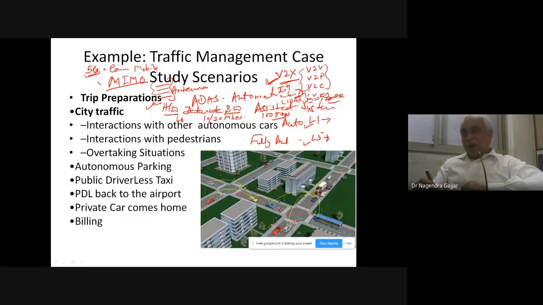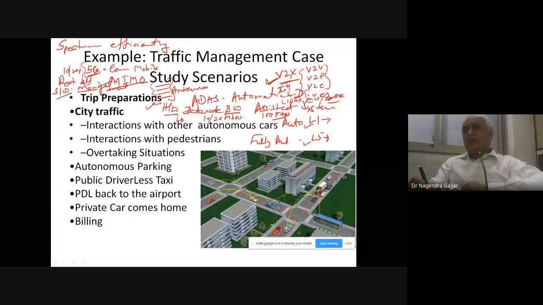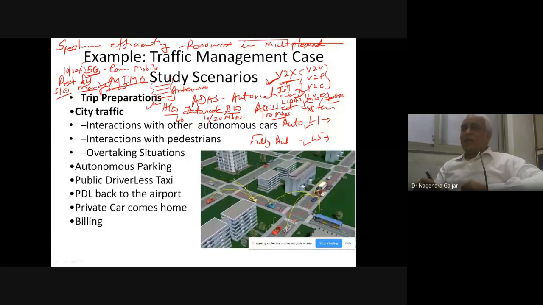But this is one hardware technology. So if we talk of 5G, my hardware technology is just 10 to 20%. The rest is all my software mechanism as well as my management aspects, which allow me to make use of my spectrum efficiently, and my resources in a multiplexed way. Now, this is all management, right? And that's what is to be reflected when we design the systems. So whether it is autonomous parking, my public driverless taxi, or my ride back to the airport.